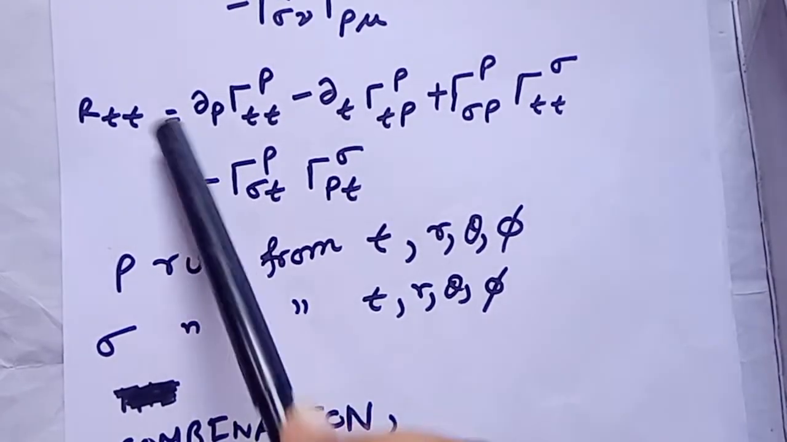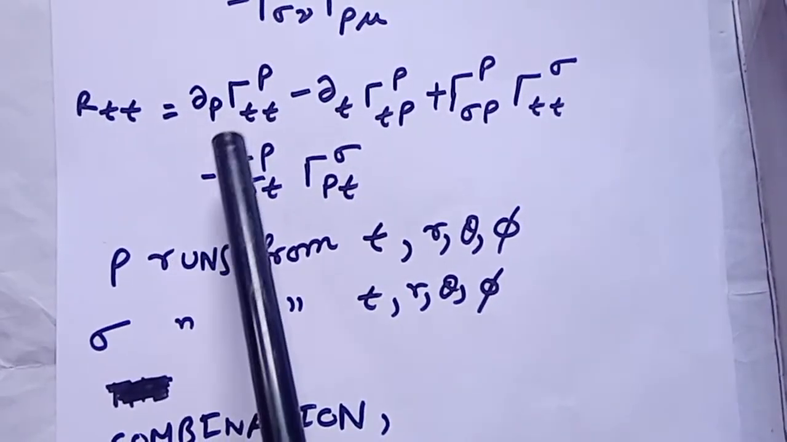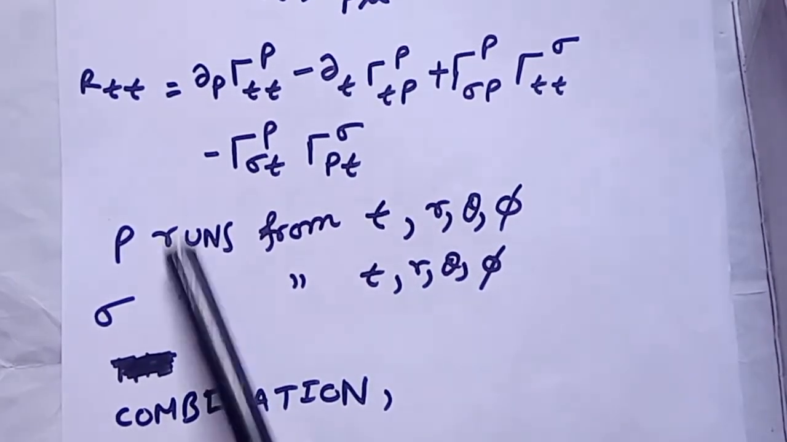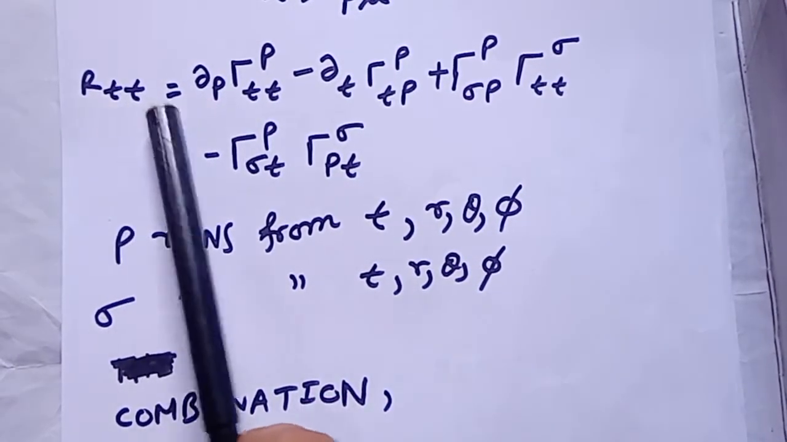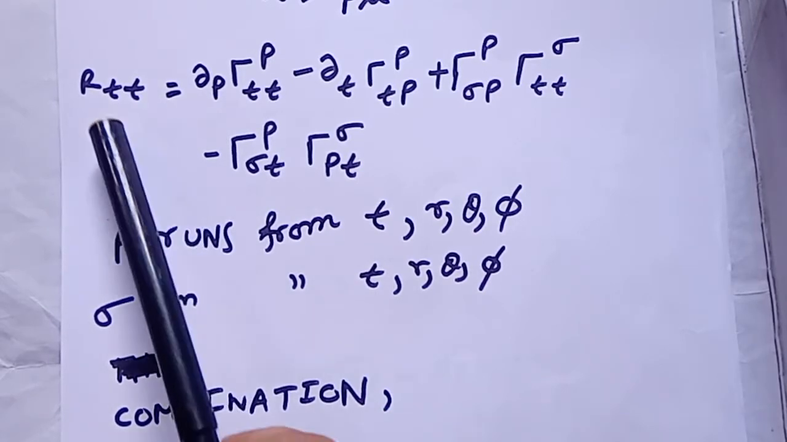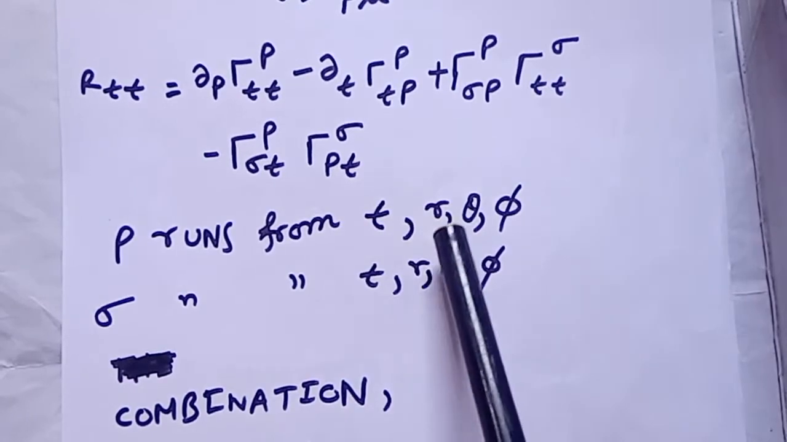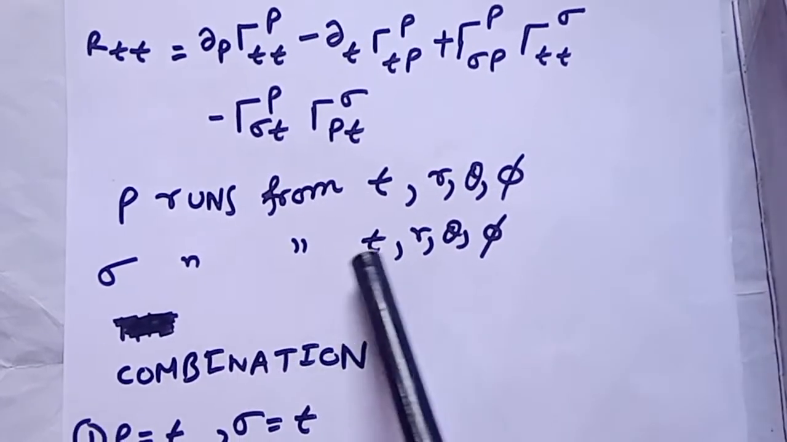This is the Ricci tensor R_tt, and we derive the component R_tt of the Ricci tensor, where mu nu is tt. Now rho runs over t, r, theta, phi and sigma runs over t, r, theta, phi. The combination of rho and sigma gives 4 components times 4 components. Which combinations are non-zero and do not cancel out and do not repeat?